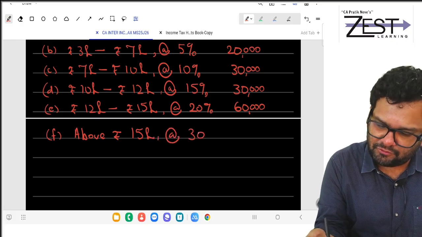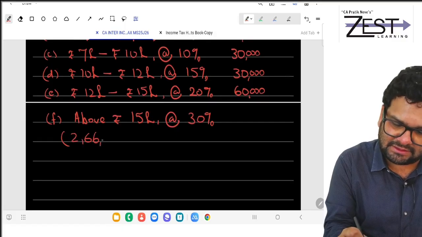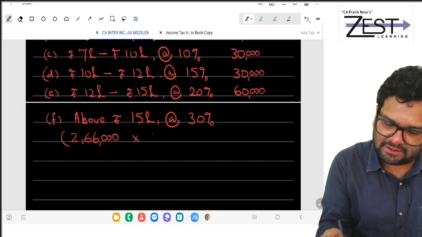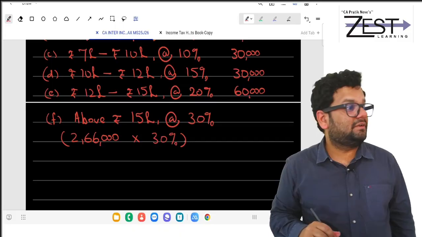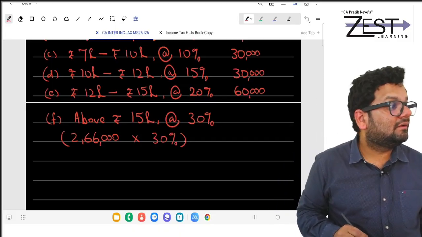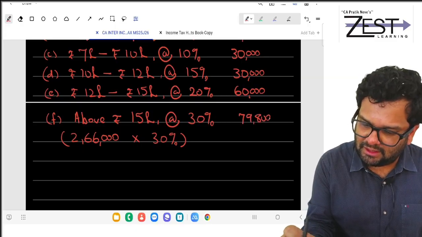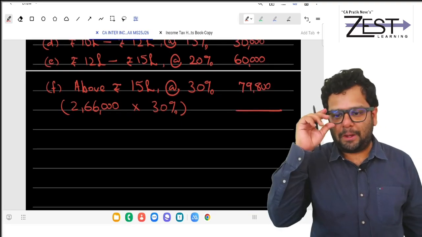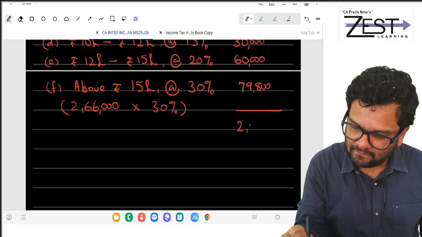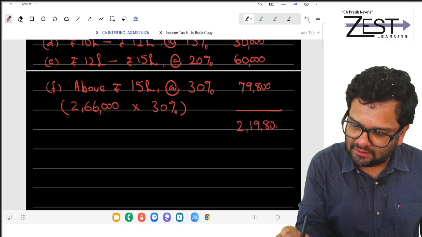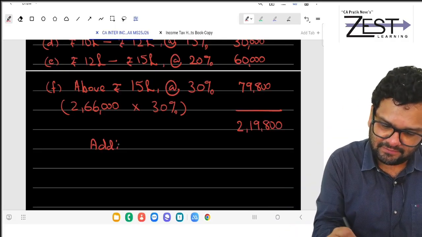May I know what is above 15 lakhs? 2 lakh 66,000. Can you do 2 lakh 66,000 into 30%? 79,800. Can you take the total? 2 lakh 19,800. Surcharge is not there.